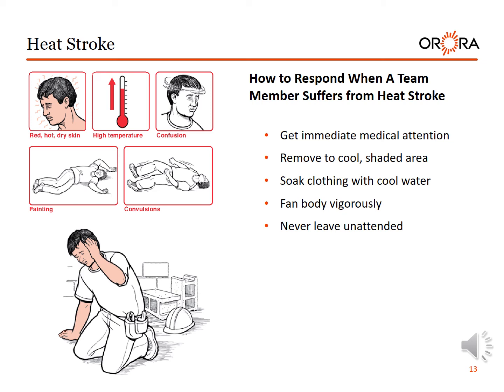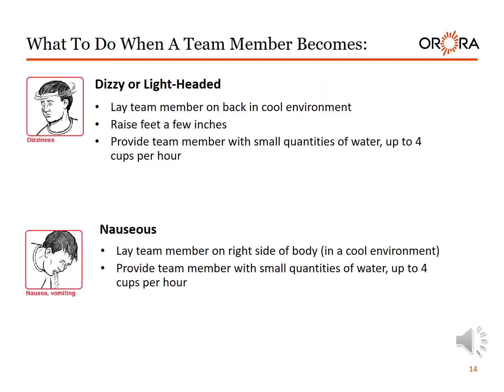What to do when a team member becomes dizzy, lightheaded, or nauseous. Provide a bit more aid for a team member suffering from a heat-related illness if they are dizzy, lightheaded, or nauseous. If they're dizzy or lightheaded, lay the team member on their back in the cool environment, and raise their feet a few inches. Continue providing the team member with small quantities of water, up to 4 cups per hour. If they're nauseous, lay the team member on their right side. Again, continue to provide water.